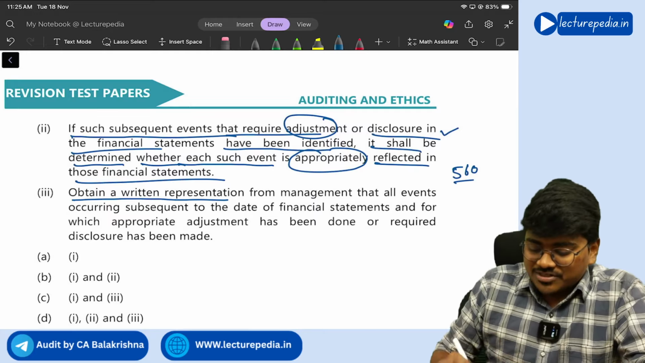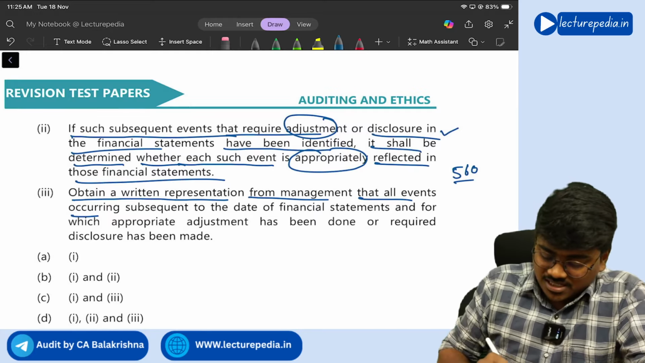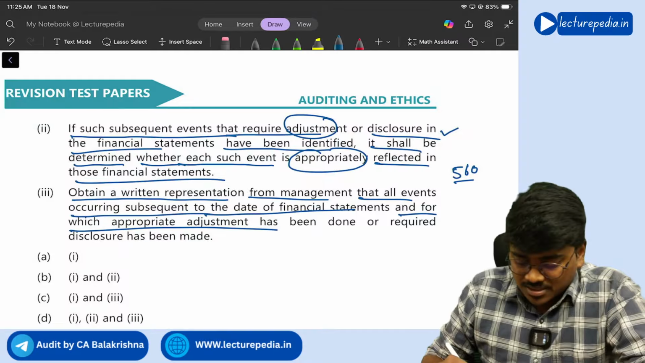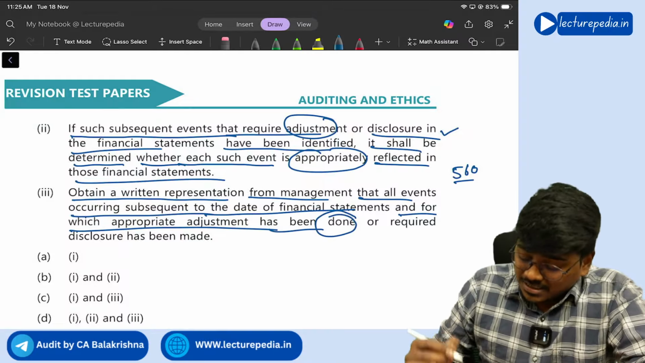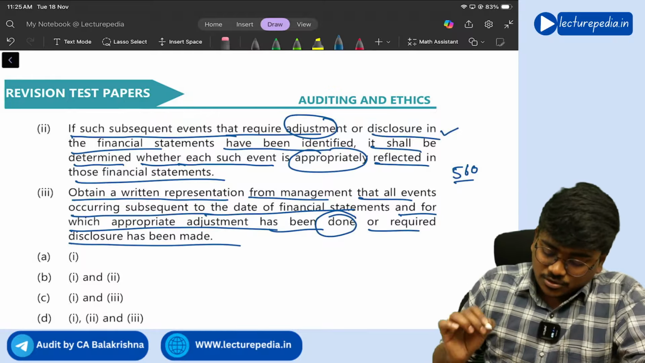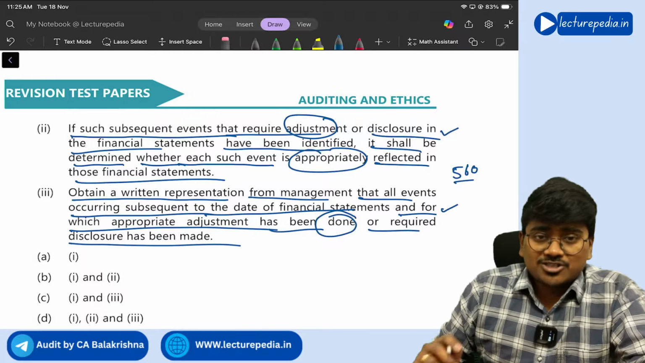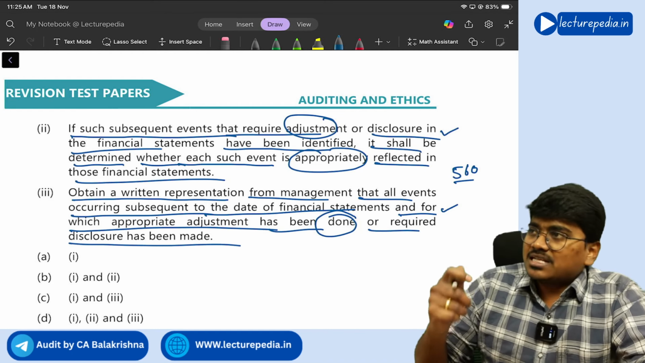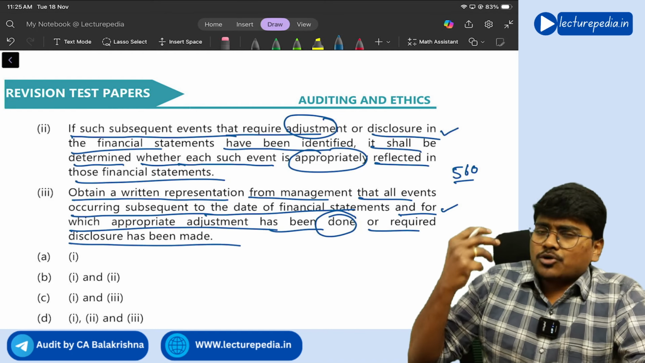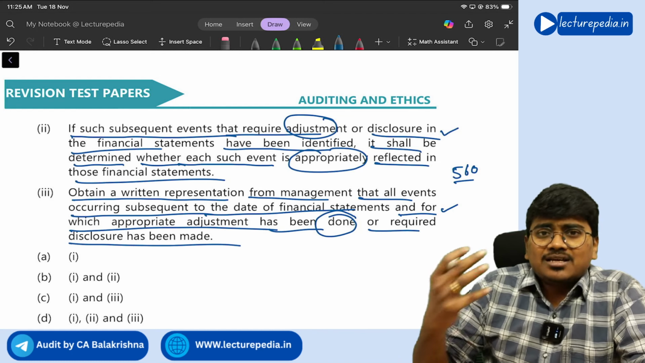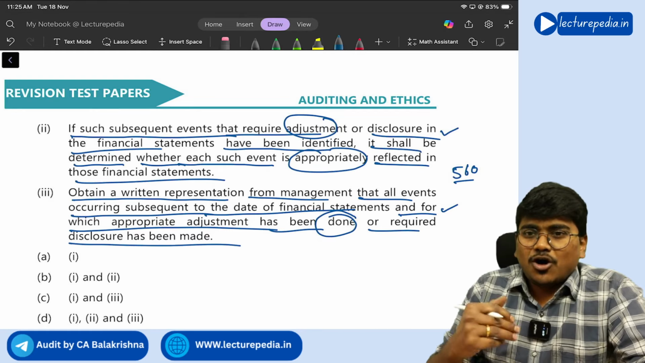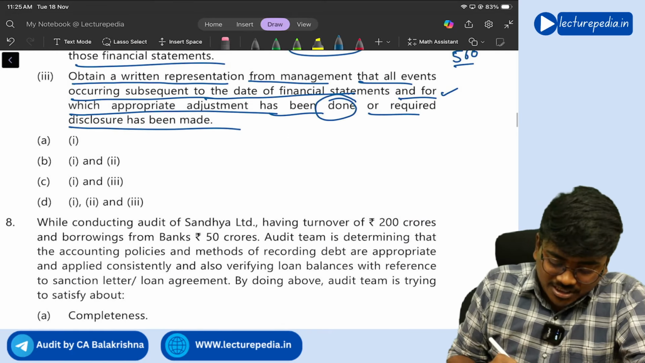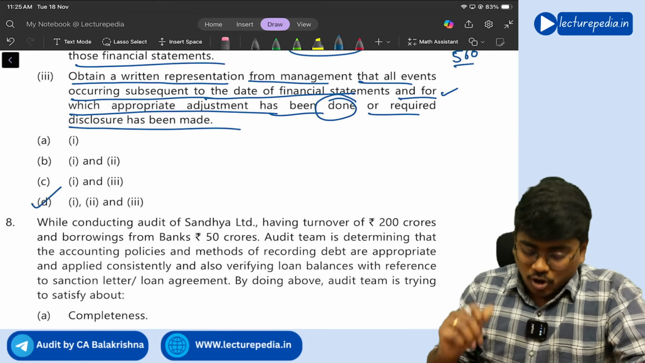Obtain a written representation from management that all events occurring subsequent to the date of financial statement and for which appropriate adjustment has been made, has been done, or required disclosure has been made. This procedure also you will perform. You will also obtain a written representation from the management that they have performed procedures to identify all the subsequent events. So all these three procedures you will perform with respect to subsequent events. So option number D is the correct option.